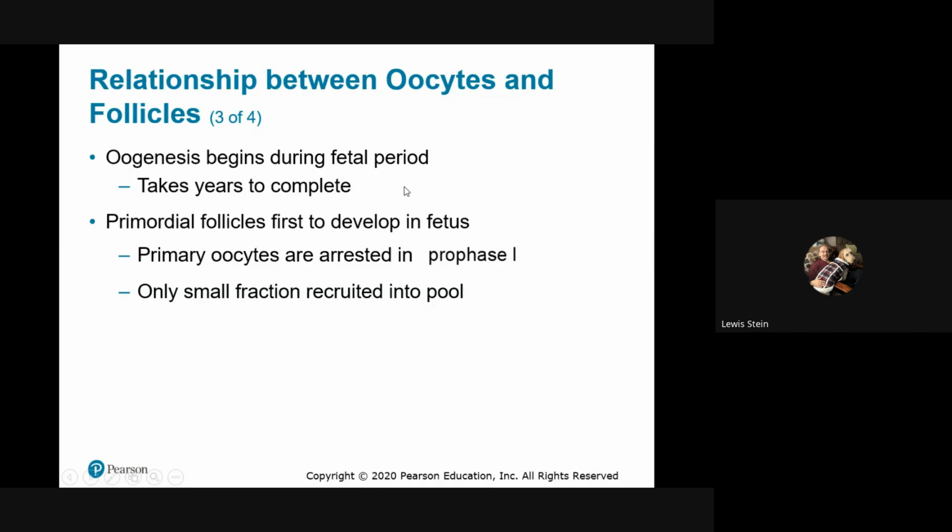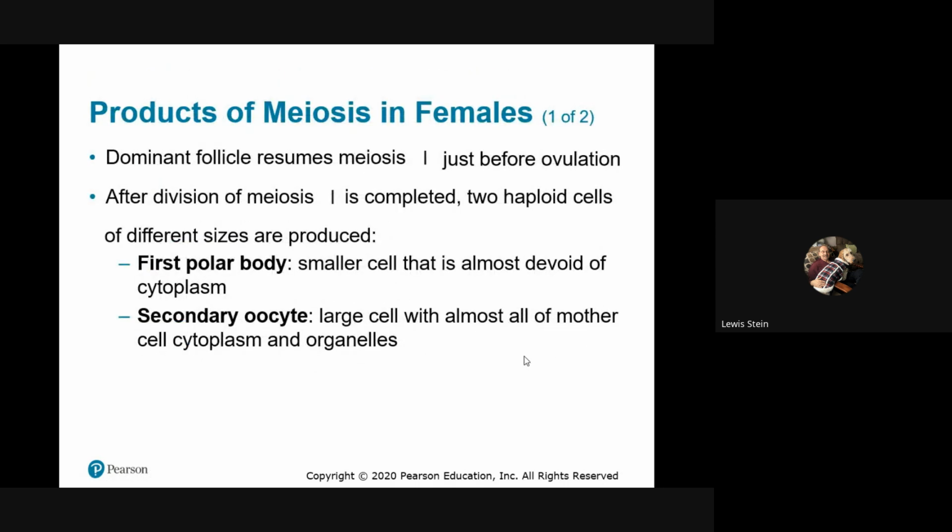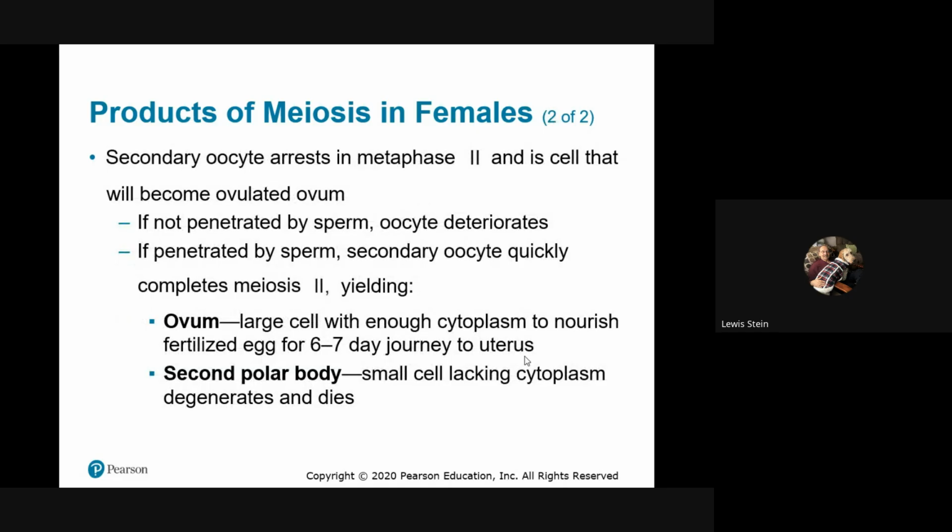It begins during the fetal period. The follicles are there, but they're arrested in prophase I. Okay. The so-called dominant follicle is the one that's going to develop. FSH is the critical piece for producing the eggs that are there. We're not going to do the polar bodies or this. As you can see, there is enough cytoplasm to nourish the fertilized egg for that 6 to 7 day journey from fertilization. So the timing is well understood.